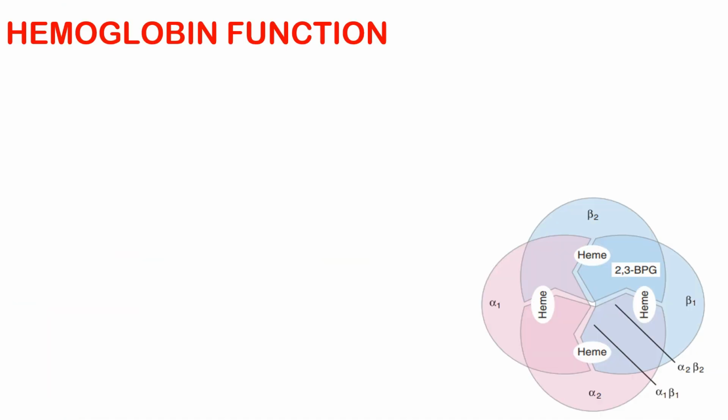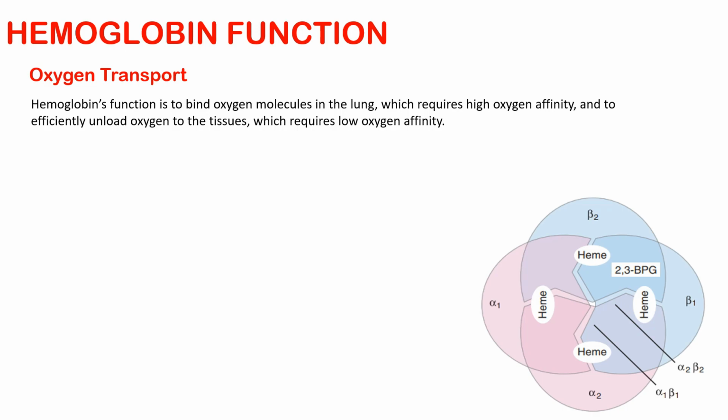Hemoglobin function. Hemoglobin has three main functions: oxygen transport, carbon dioxide transport, and nitric oxide transport. We will discuss each one of them, starting with oxygen transport. Hemoglobin's function is to bind oxygen molecules in the lung, which requires high oxygen affinity, and to efficiently unload oxygen to the tissues, which requires low oxygen affinity.